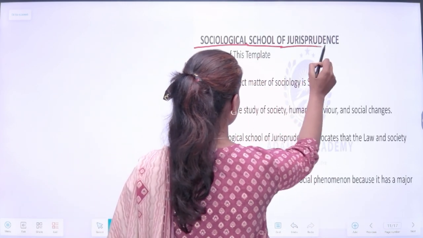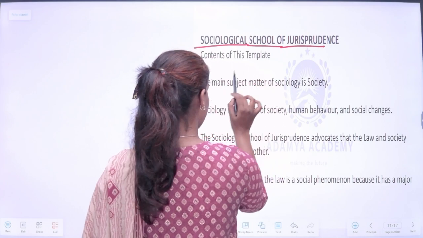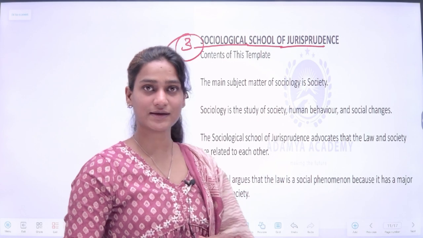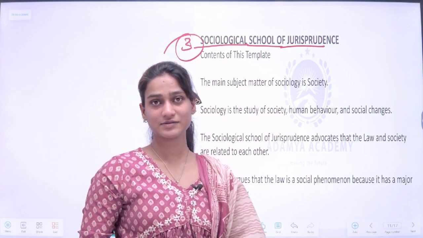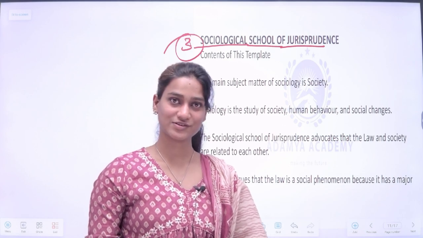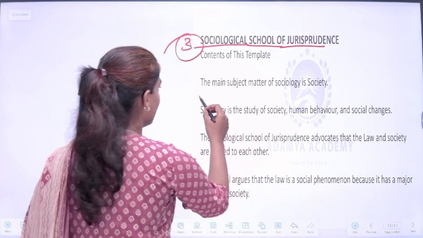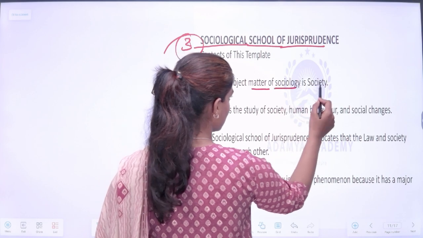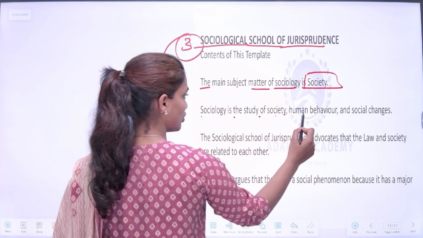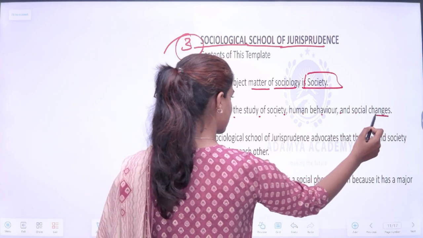Sociological School of Jurisprudence. Now, let us look into the third school. We have studied the analytical school in detail. Next, we have studied the historical school in detail. And now we will be studying the sociological school in detail. The main subject matter of sociology is society. Sociology is the study of society, human behavior, and social changes.